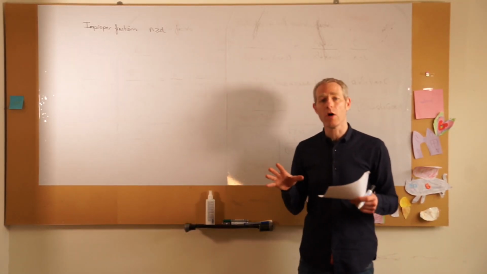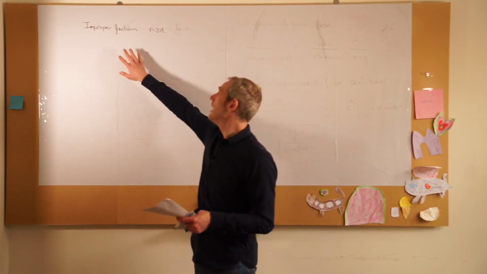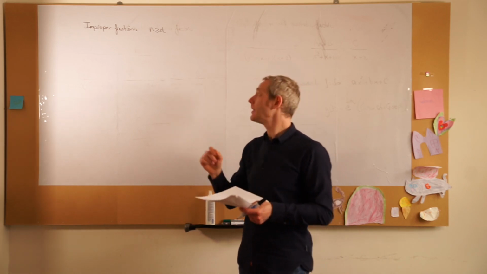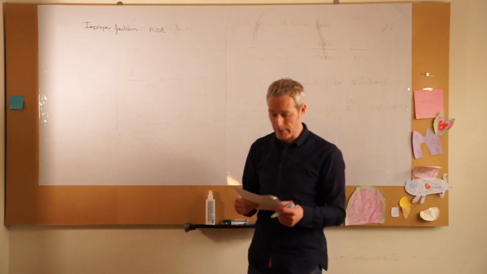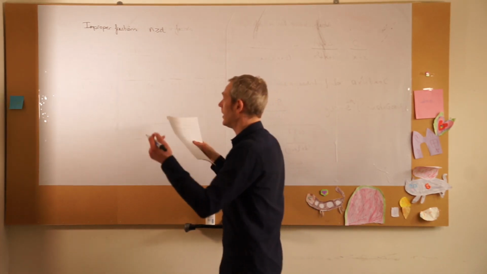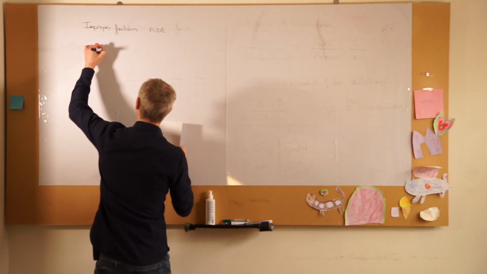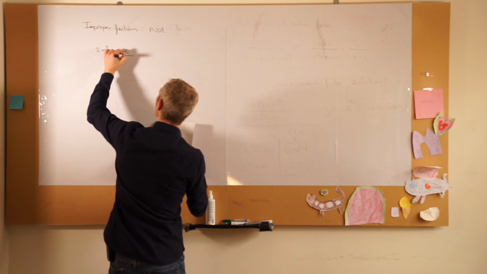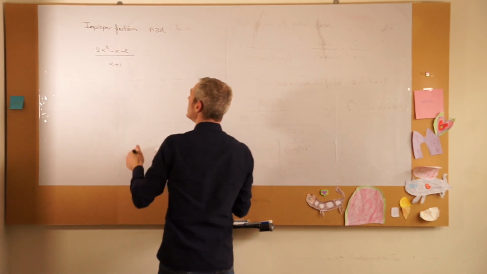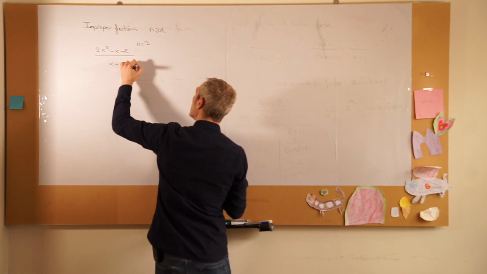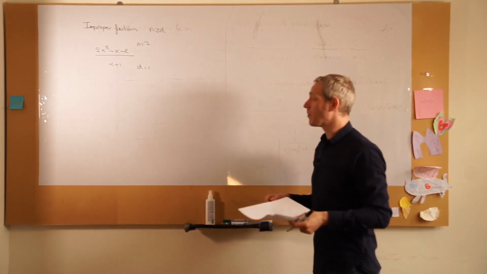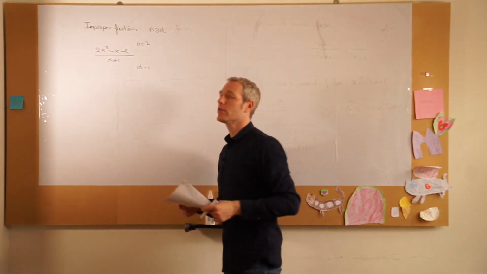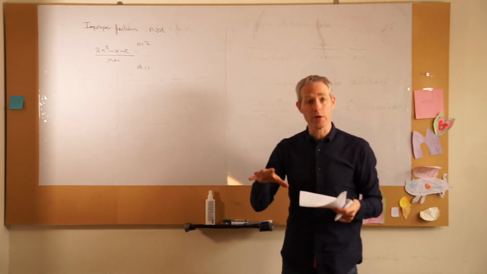Okay, so up to now we have only looked at proper fractions, but what happens if we have an improper fraction, which means a fraction where the degree of the numerator is larger than or equal to the degree of the denominator? Well, in that case, for example, if we have 2x squared minus x minus 2 over x plus 1. So here we have n equal to 2 and d equal to 1, so it is definitely an improper fraction.